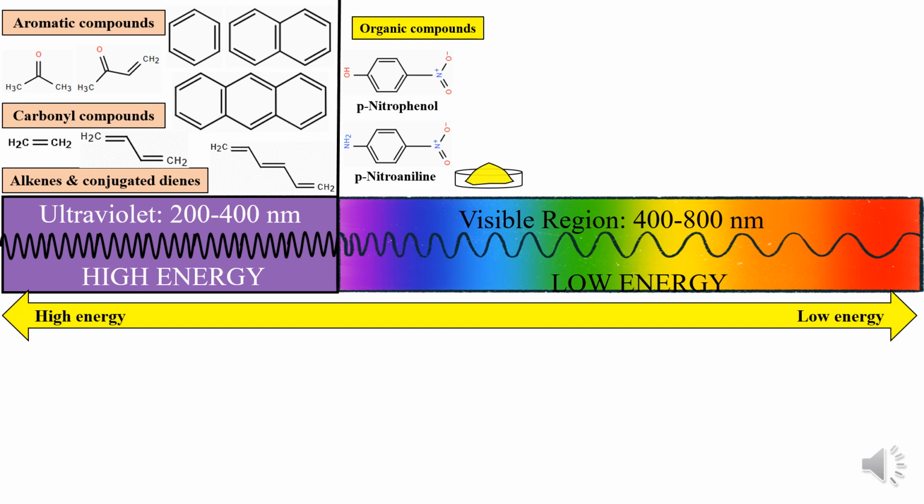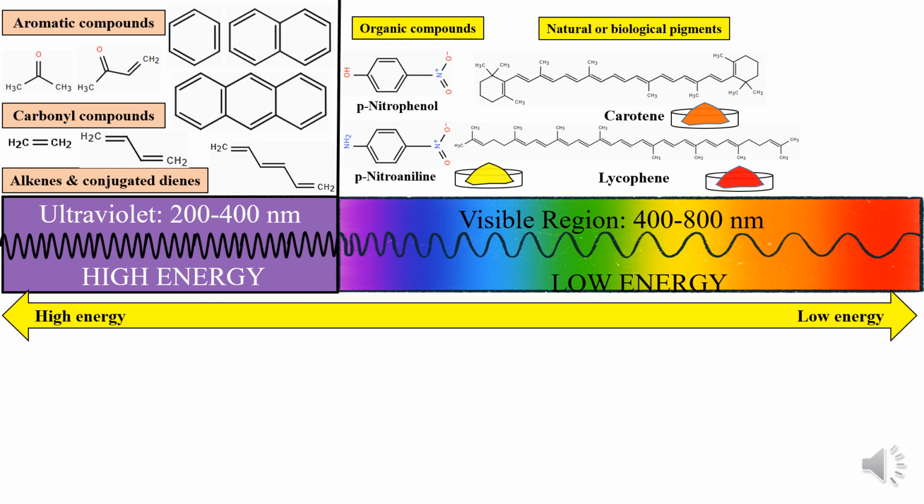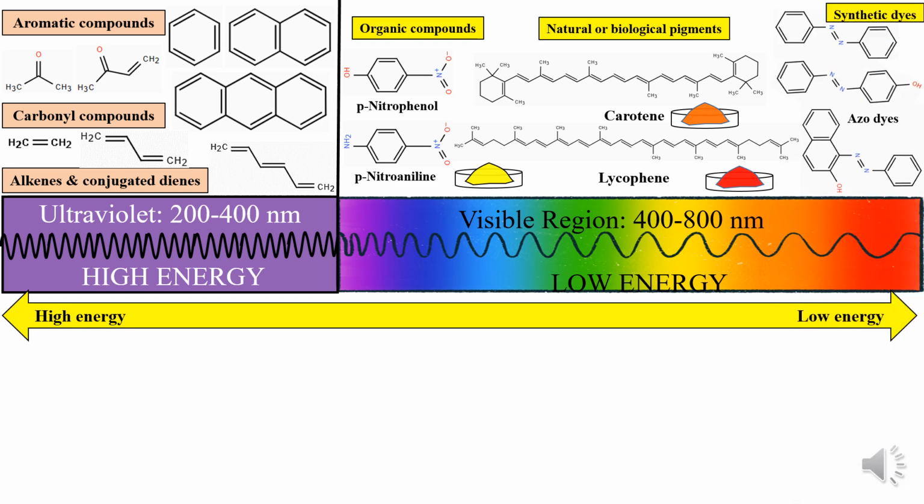Some examples of organic compounds that absorb in the visible region, that are colored, are paranitrophenol and paranitroaniline. They are bright yellow colored compounds. Natural pigments or biological pigments like carotene, lycopene and chlorophyll, with extensive conjugation in their structures, absorb in the visible region. And also synthetic dyes bearing the azo group also absorb in the visible region.